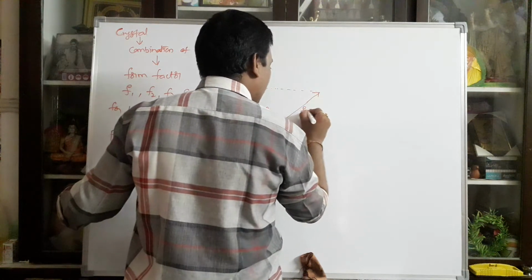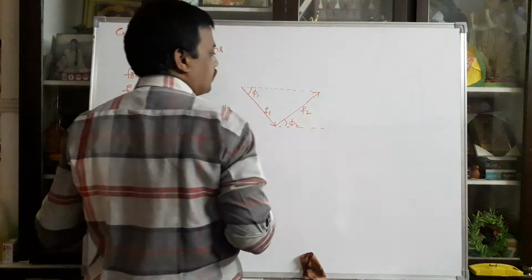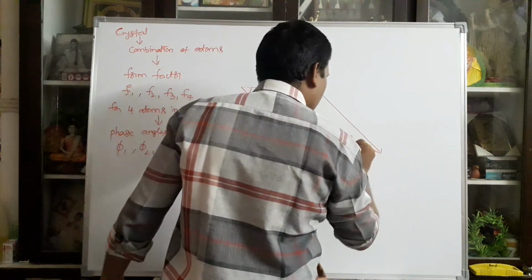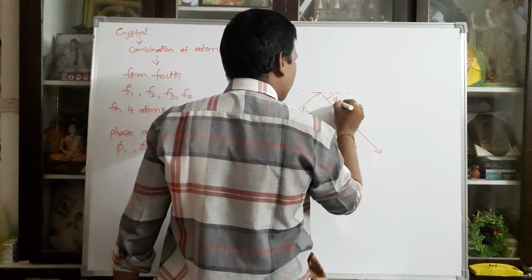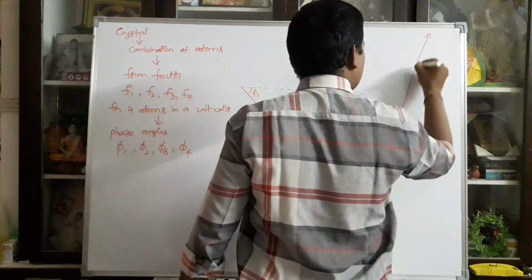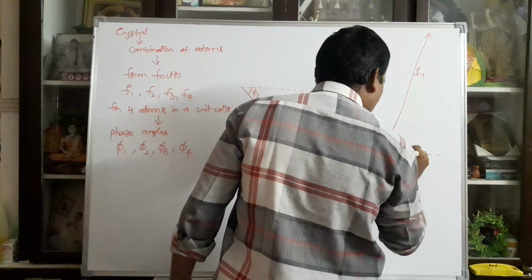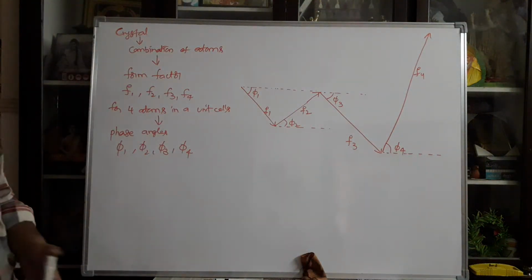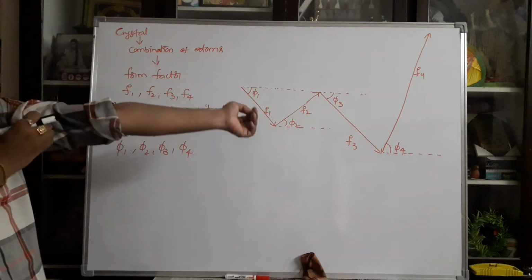This is the second form factor F2 with a phase angle of phi 2. And the third form factor I am taking like this. This is F3 with a phase angle of phi 3. And the fourth form factor, this is F4 with a phase angle of phi 4. So I am taking 4 form factors F1, F2, F3, F4. Those corresponding phase angles can be taken as phi 1, phi 2, phi 3, phi 4.